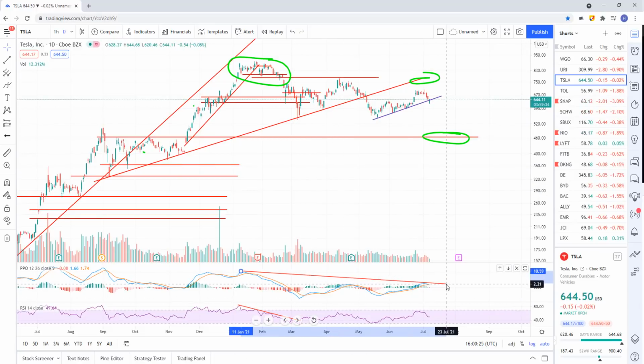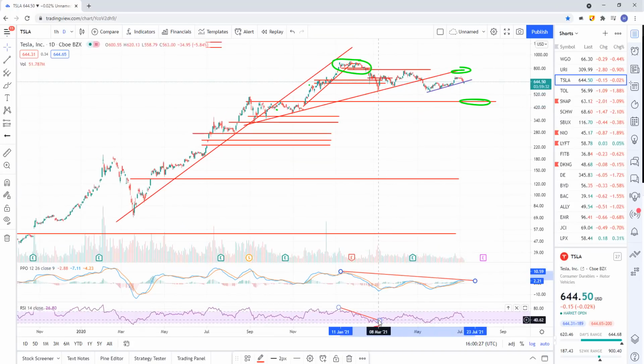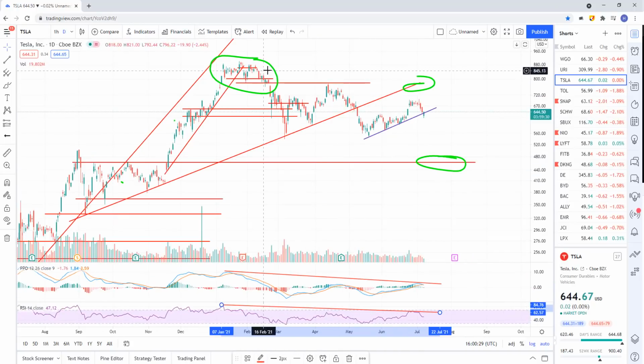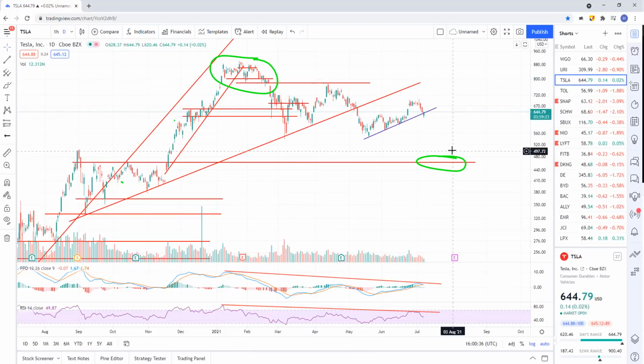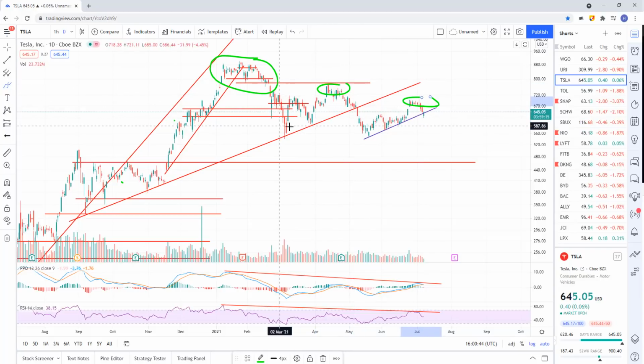We have had negative divergence that had been building for quite some time, and this was all divergent highs. And I believe we're starting a downtrend. As you can see, if I get rid of some of these targets that I have, we basically have been making lower highs. Here's a lower high, and here's a lower high. And here's a lower low. So we're making lower highs and lower lows.